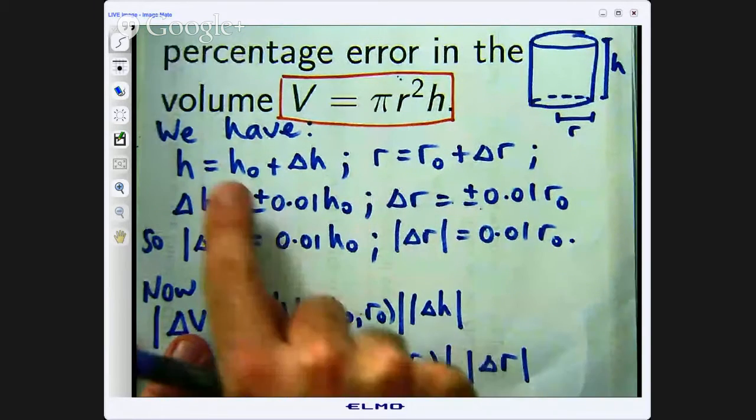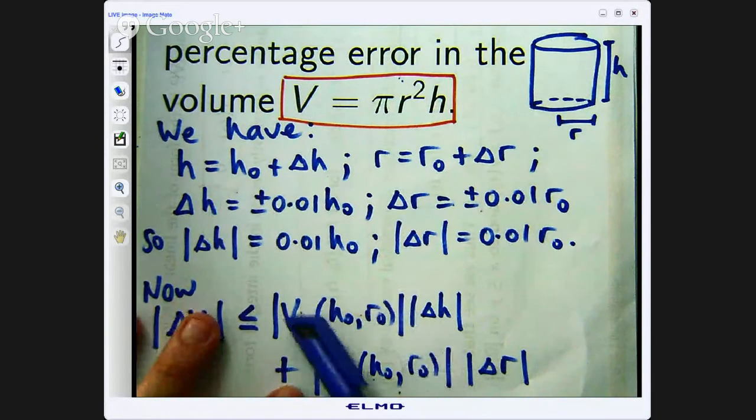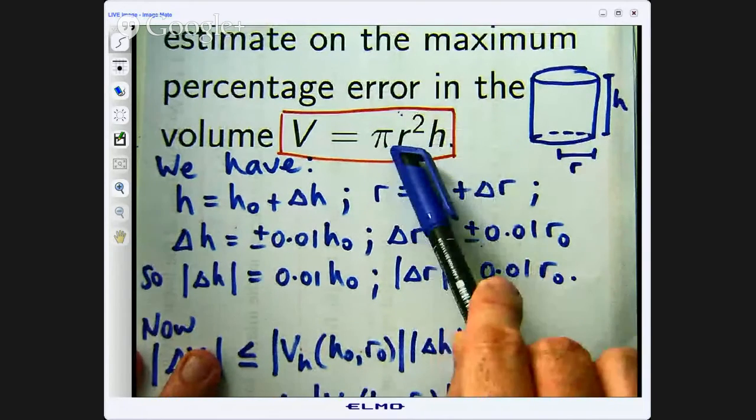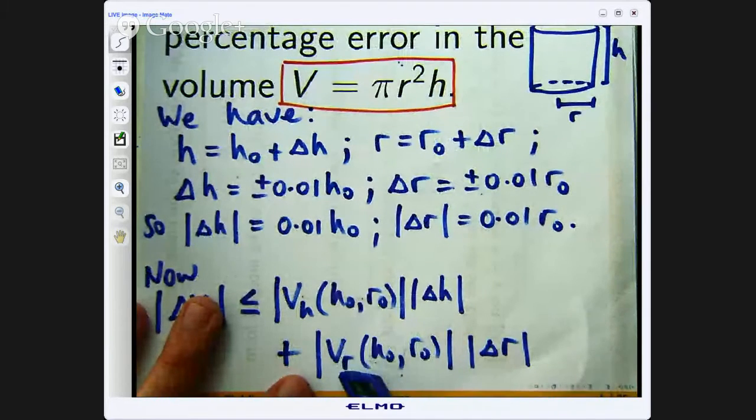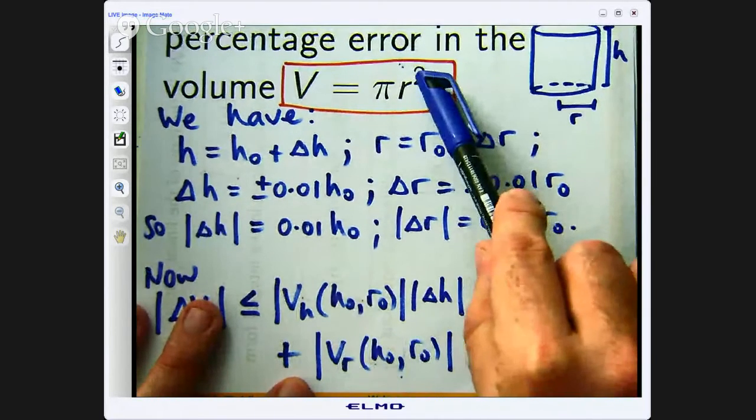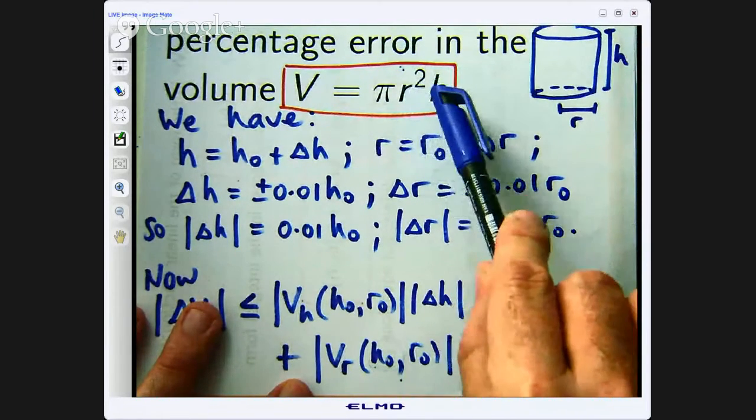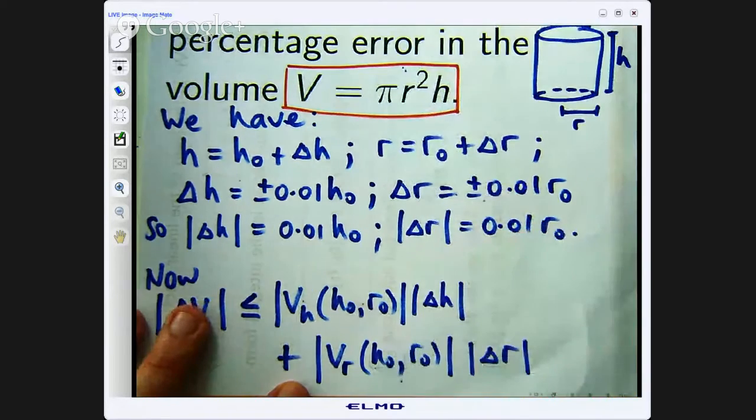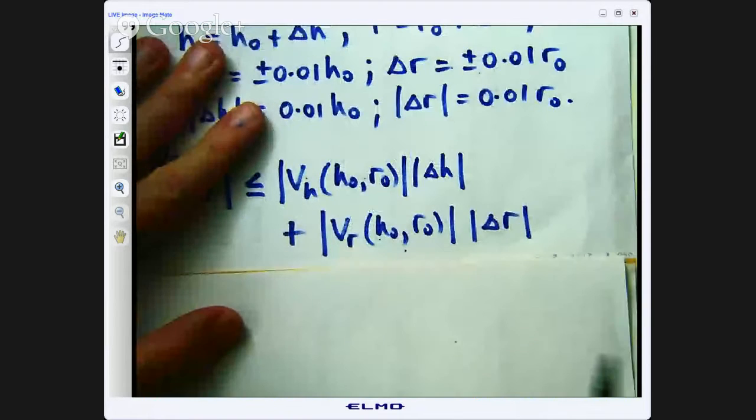Now we don't know what h naught and r naught are, but that's not going to be a big problem here. Okay, so let's take this v sub h. If I differentiate this with respect to h partially, I'm just going to get pi r squared. And this partial derivative here, v sub r, dv dr, is going to be, so I differentiate this partially with respect to r and imagine h is constant, it's going to be 2 pi rh. So using this, we can then write down the following.